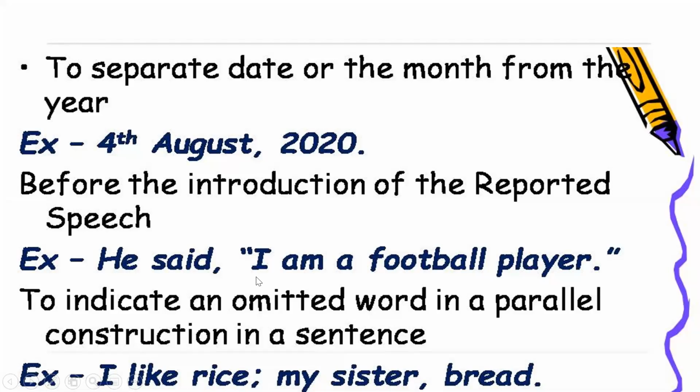Sometimes in English, we find text where this kind of sentence is written, where the actual word "likes" has been omitted, not used, but still we can understand by the use of this comma that what I mean to say is that I like rice and my sister likes bread.